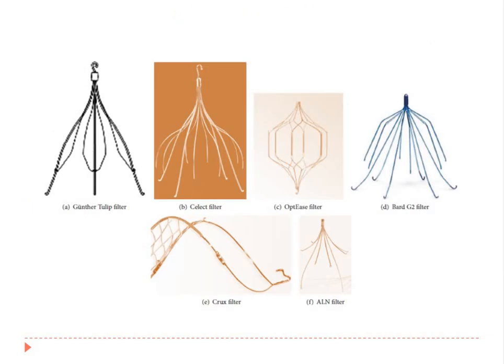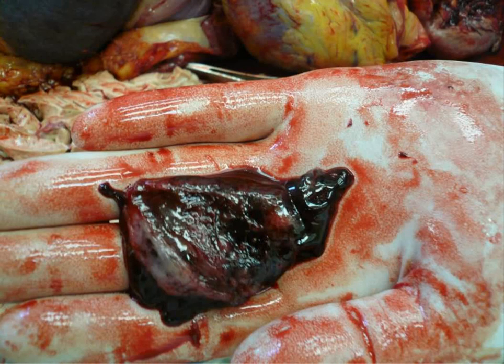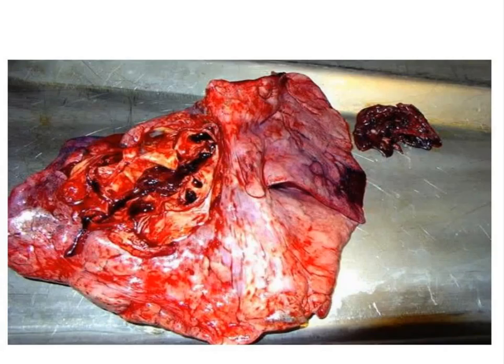Different types of vena cava filters. Huge blood clot from pulmonary artery, and it is long after pulmonary embolism.